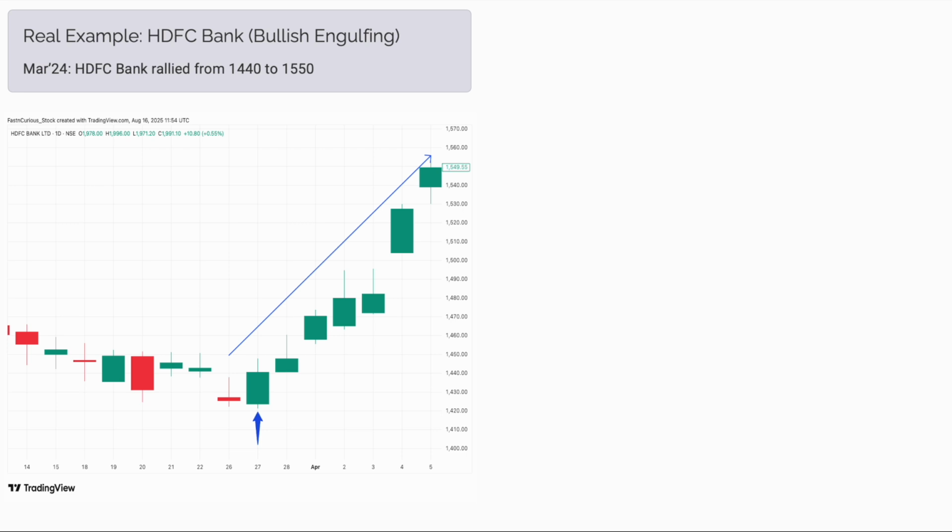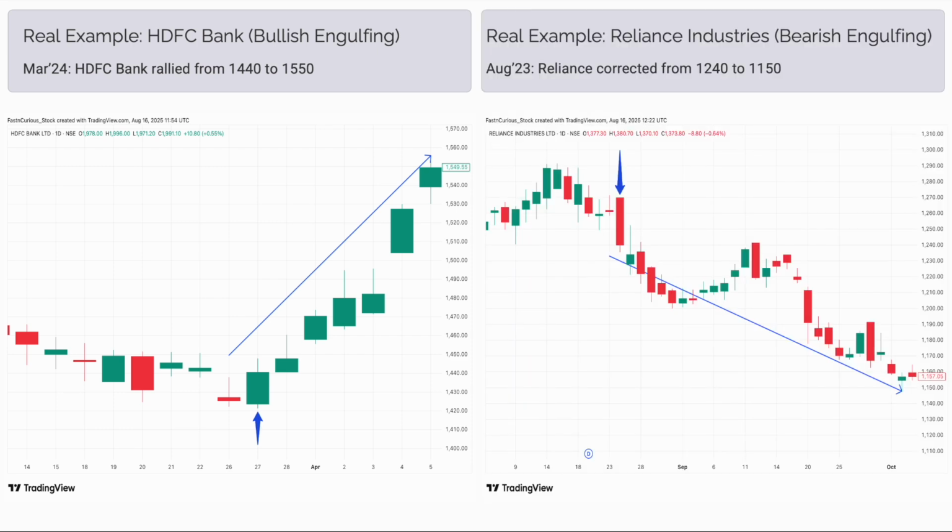So here's an example of HDFC Bank, wherein you can see after the bullish engulfing pattern has been formed, the HDFC Bank shares have rallied from 1,440 to 1,550 in just a matter of 7-8 trading sessions. Similarly, you can see the formation of a bearish engulfing pattern in the Reliance Industries stock, wherein Reliance, after a bearish engulfing pattern has been spotted, has corrected from 1,240 levels to 1,150 levels.